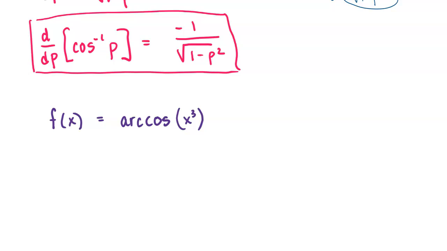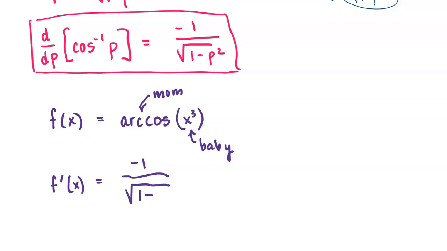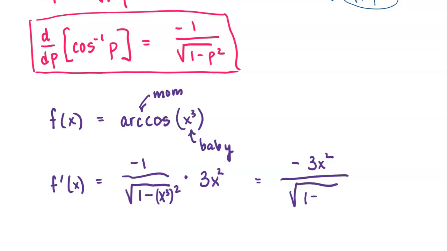Okay, I see a composition here. So my baby is x cubed. My mom is arc cosine. So for f prime, I'm going to take the derivative of the mom, which is arc cosine. So that's negative 1 over square root of 1 minus, now instead of p squared, I have to put the baby in there, so that's x cubed. There's the derivative of the mom, keep the baby inside, times the derivative of the baby, 3x squared. So I have f prime of x equals negative 3x squared over the square root of 1 minus x to the 6th.